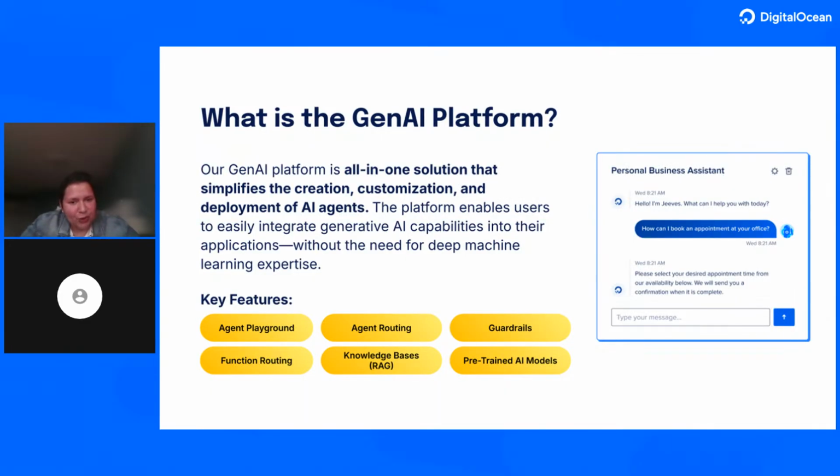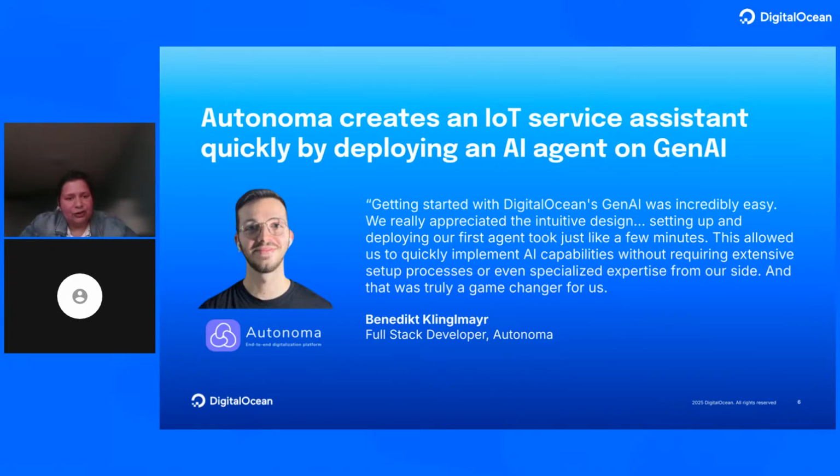We have agent playground, agent routing, guardrails, function routing for any real-time interactions, knowledge bases, and pre-trained AI models that you could use. And we support most of the most popular open source AI models as well. A lot of our customers have been using it and have found success with our platform. For example, Autonoma, a leading IoT platform for industrial machinery manufacturers. They help their customers fully digitize their systems, enabling data-driven services and sales. They build AI agents that provide instructions to troubleshoot tricky technical issues.